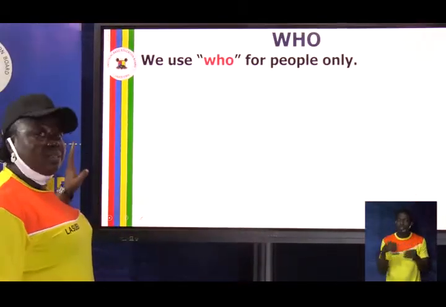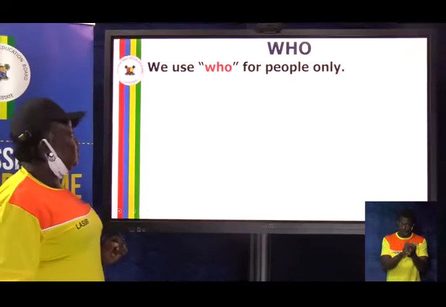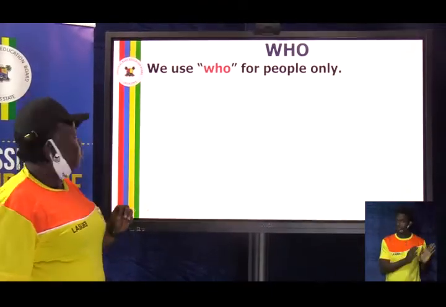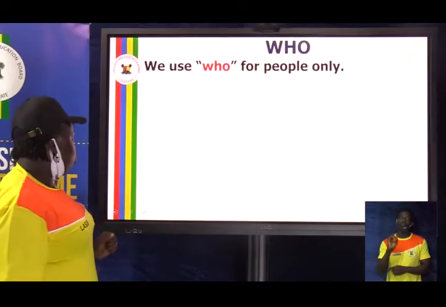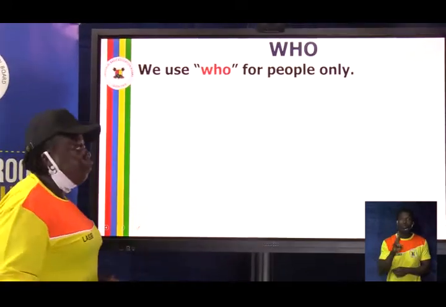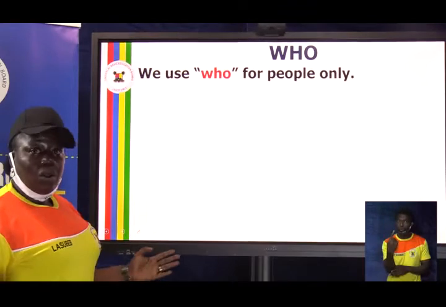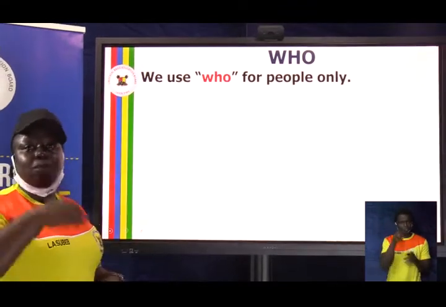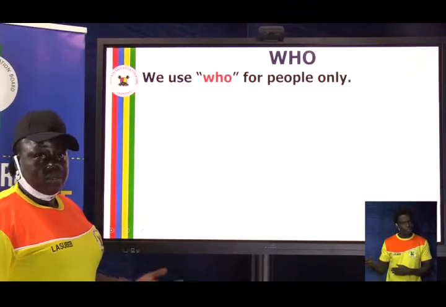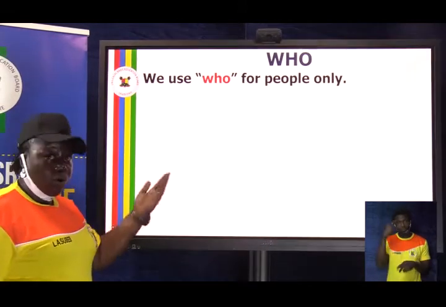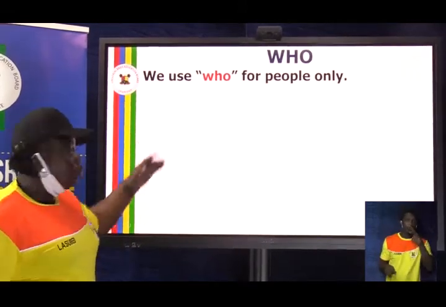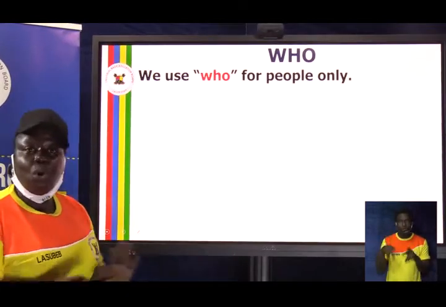We are done with that, T-H-A-T. We are going to another one. Who. W-H-O. Who. We use who for people only. Unlike that, you can use for people, things. You can use that for people, you can use it for things. But who, you use it for people only.